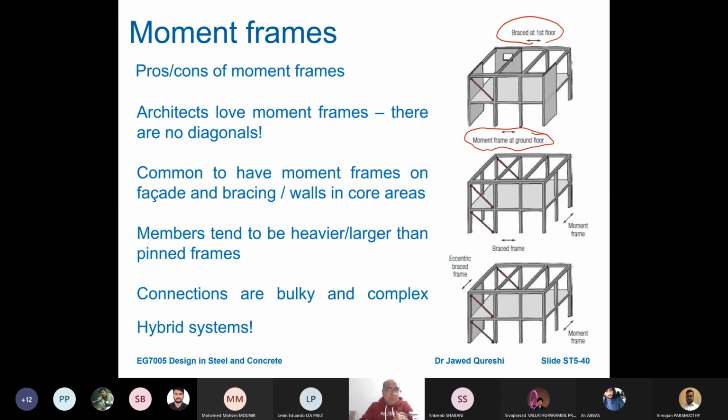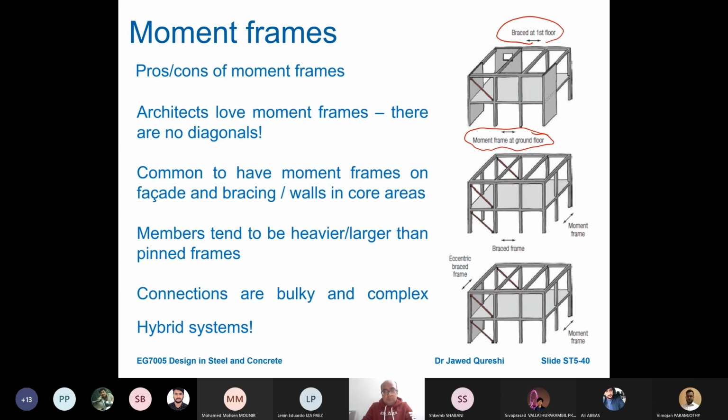It is common to have moment frames on the facade and bracing walls in core areas. On the facade, you need access and other things. So at the perimeter of the building, most of the time we have moment frames, and wherever you have walls in core areas, we provide bracing across that. Members are going to be heavier in moment frames than in pin frames, and the connections are going to be very complex and bulky.